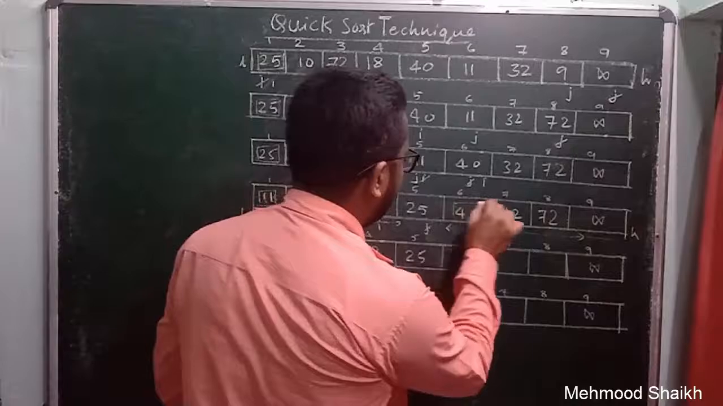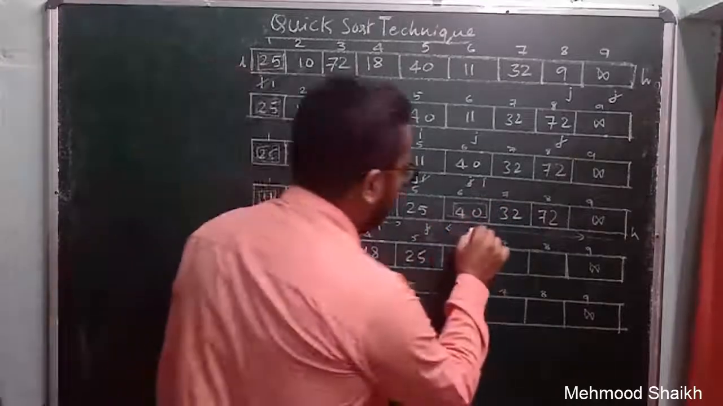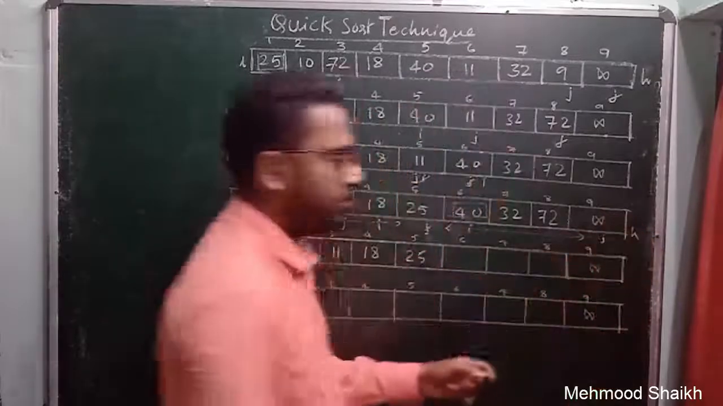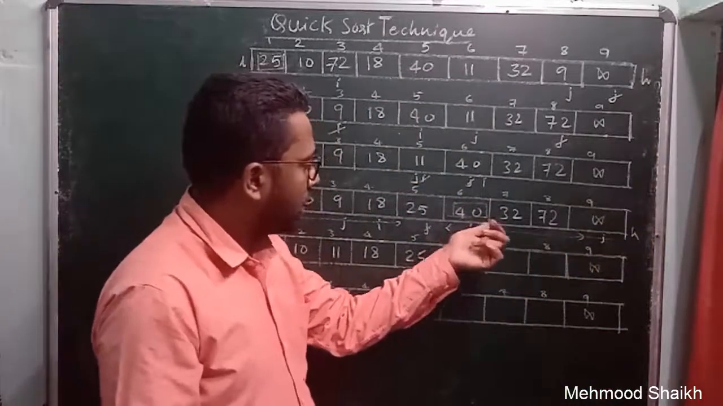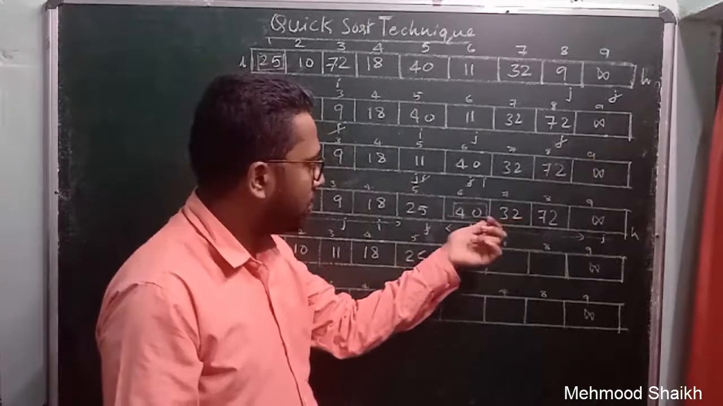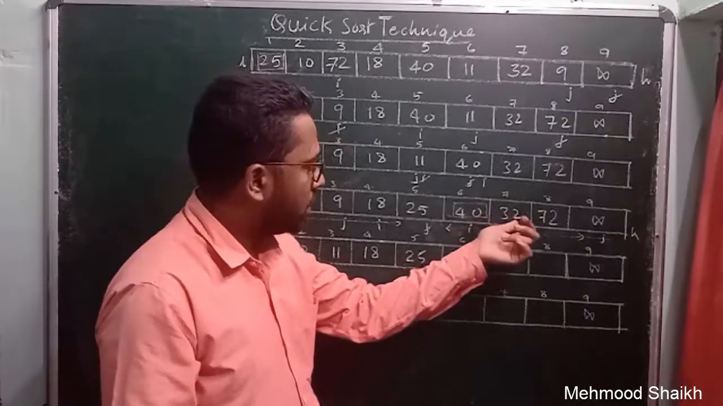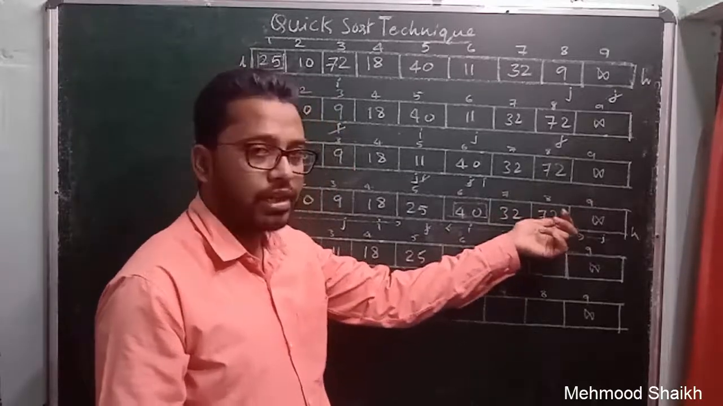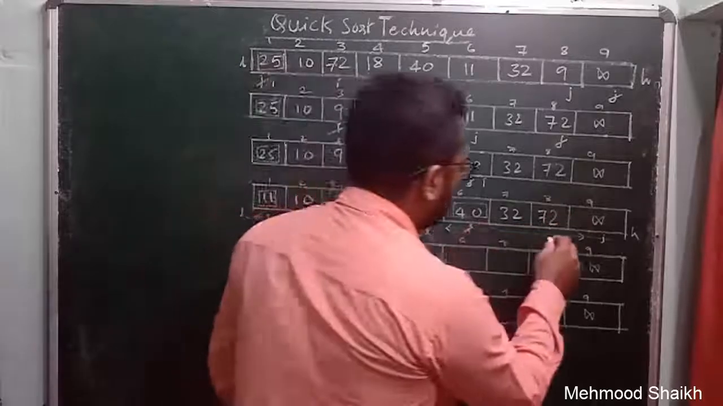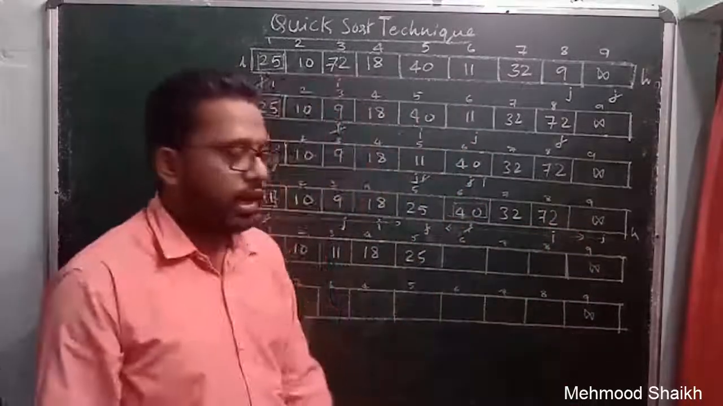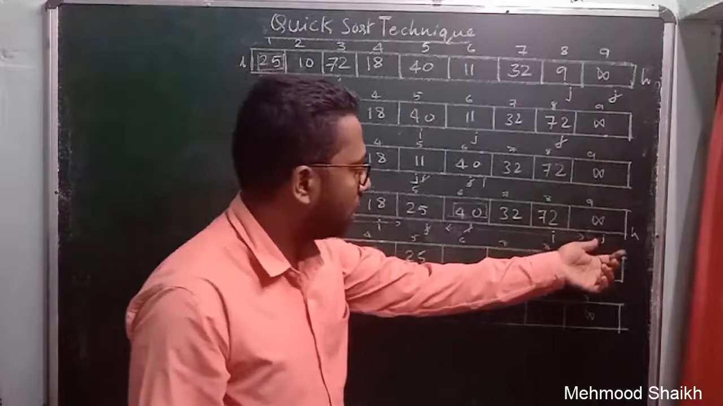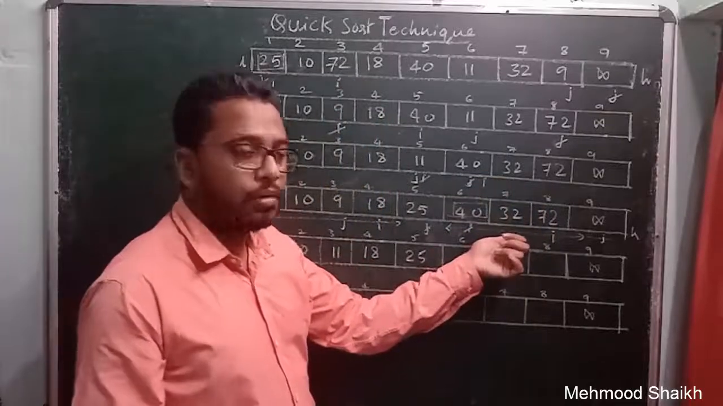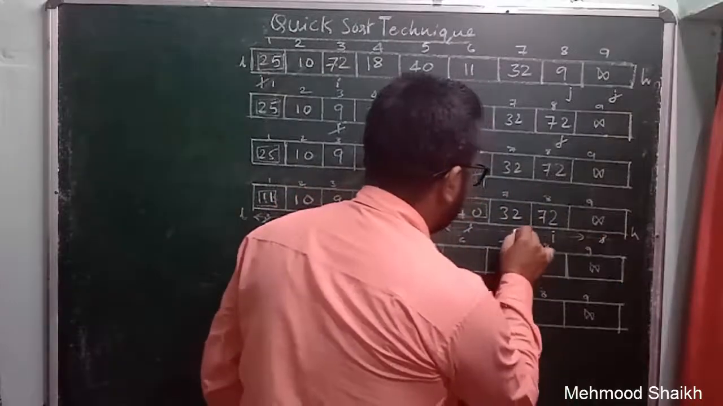We have to consider this 40 as the pivot element, and I will mark it as I, and this was our high, and I will mark it as j. I will again check, is there any element on the right side of the pivot element which is greater than the pivot element. No, 32 is not greater, so I will move to the next. Yes, 72 is there. 72 is greater than the pivot element, so I will mark 72 as I. And I will check from the right side, is there any element on the left of j which is lesser than the pivot element. Yes, 32 is lesser than the pivot element, so I will mark 32 as j.